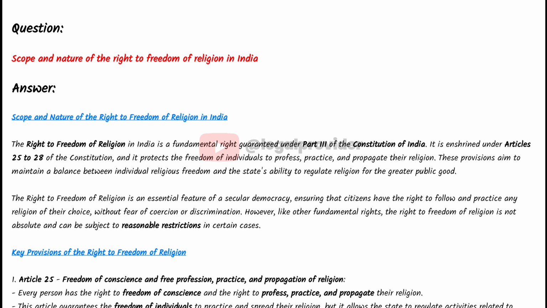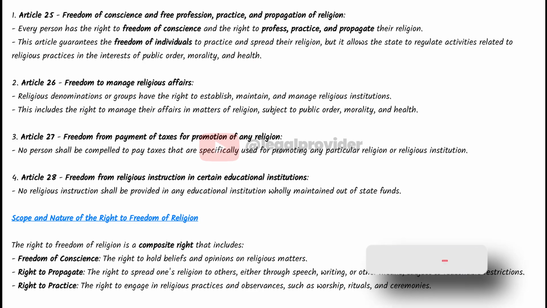Key provisions of the right to freedom of religion. 1. Article 25. Freedom of conscience and free profession, practice, and propagation of religion. Every person has the right to freedom of conscience and the right to profess, practice, and propagate their religion. This article guarantees the freedom of individuals to practice and spread their religion, but it allows the state to regulate activities related to religious practices in the interest of public order, morality, and health.